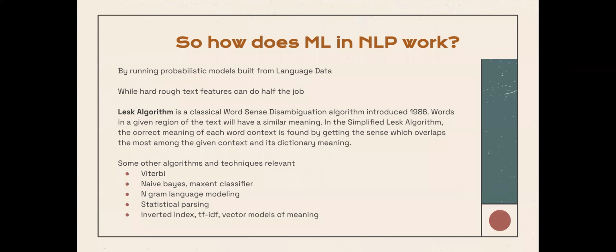So a popular algorithm that was used as a case study is the Lesk algorithm, which is used for word sense disambiguation. What it does is it doesn't just look at the word, but it looks at the words around it to develop the context, so that it can figure out how the word will be used in future contexts as well.